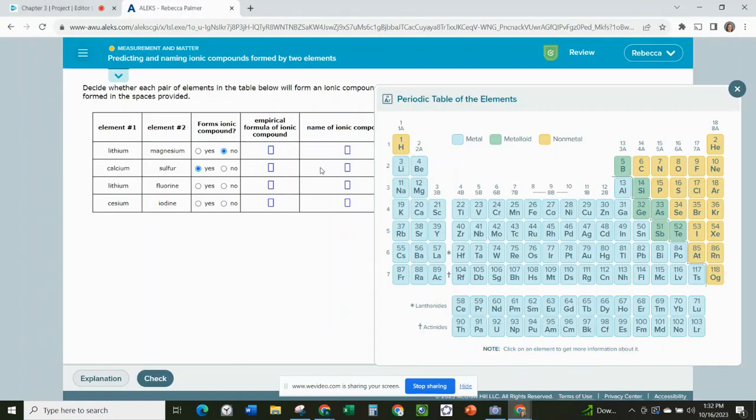And then the other thing we have to do here is write the name. So we always just write the name of the metal. And then we change the end of the nonmetal to "ide." So this would be sulfide. And that's it.